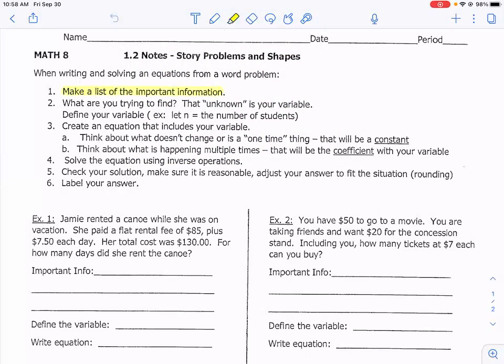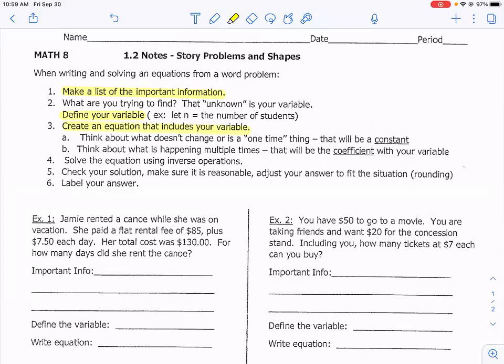You remember yesterday how we highlighted? We're still going to highlight, but now with our highlighted information, we're going to list it out. That way it's all right there for us to figure out what to do with it. We're then going to define your variable, just like yesterday. What are we looking for? We're going to let a letter equal whatever that question is.